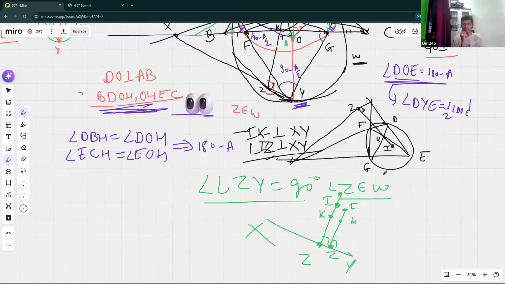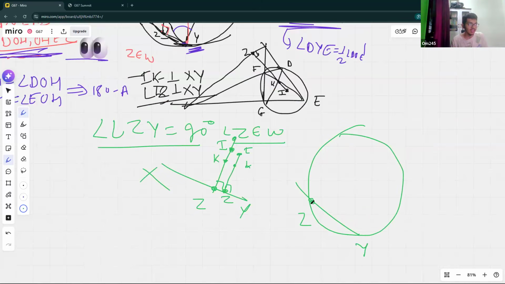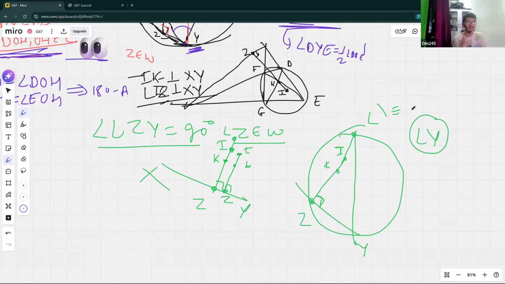How do you know that L is on it? A better way to phrase it is, suppose we have Z. We prove Z lies on this thing, and we have I and we have K. We know these are perpendicular by Brocard. Now you just extend this to meet omega at L dash. Then because this is 90, this has to be a diameter. But we know LY is a diameter. So that implies L dash equals L. Do you understand?